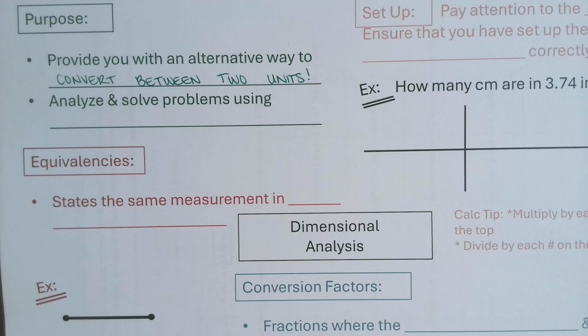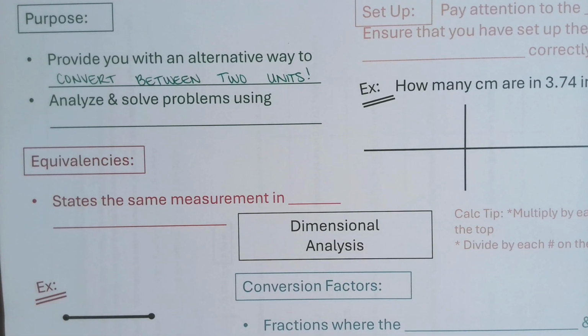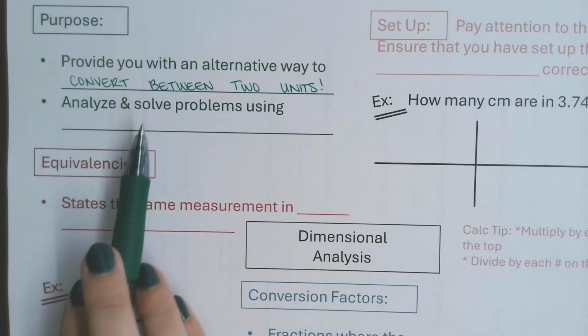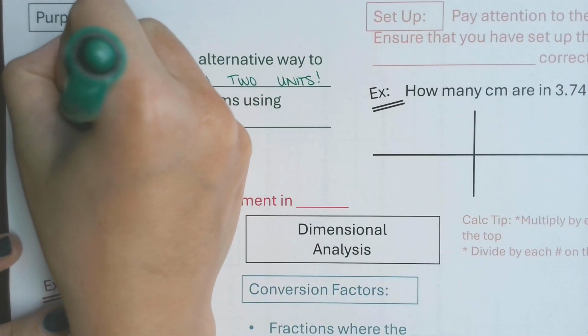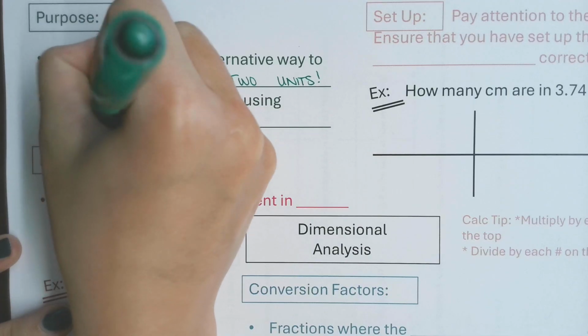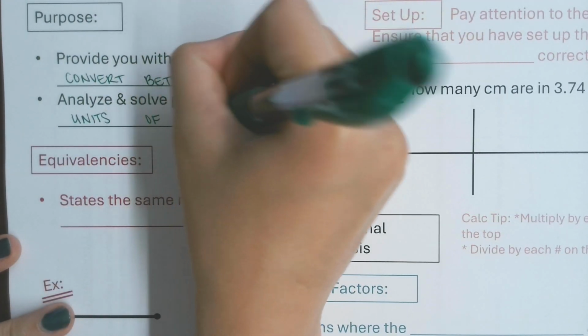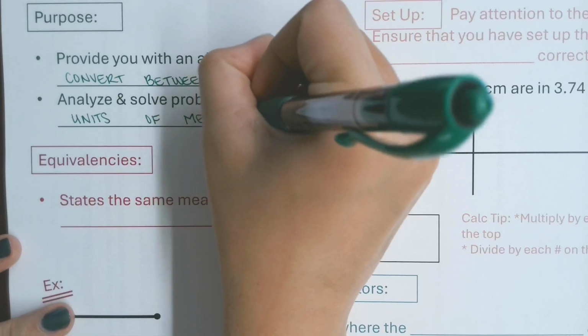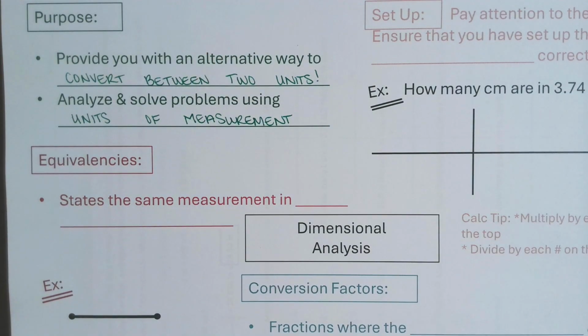Anytime you have a problem where the value is not in the correct units, you're going to have to use this process of dimensional analysis to get the units that you desire. So this also helps us to analyze and solve problems anytime we have units of measurement. Now you won't always need to use dimensional analysis, but you're always looking for, what are my units? Are they what I need?